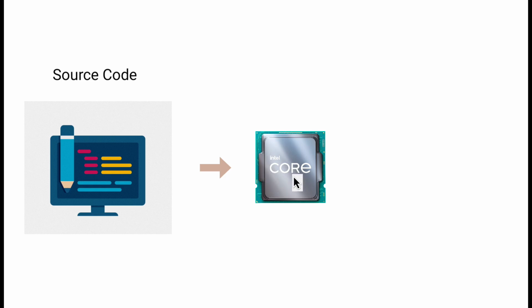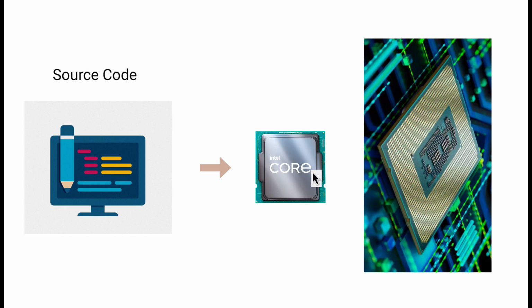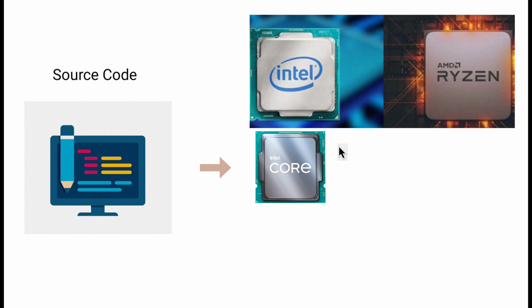Inside the processor, there are transistors and capacitors. Although it is small in size, there are millions of transistors and capacitors inside. Processors are manufactured using very large-scale integration. Many companies manufacture processors, like Intel, AMD, and many others.